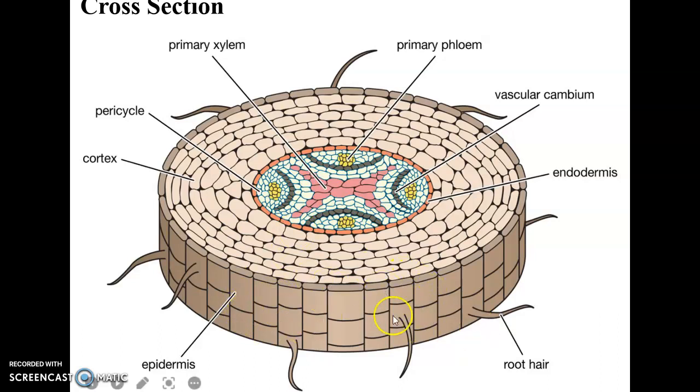Here, most of the time, one epidermal cell extends to form the root hair. This root hair basically increases the area of absorption for food and various mineral nutrients.